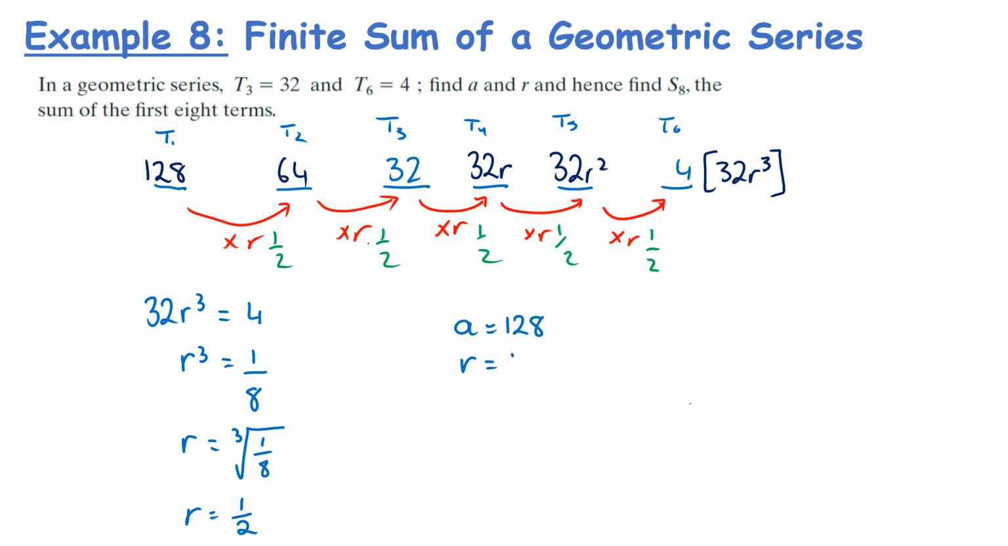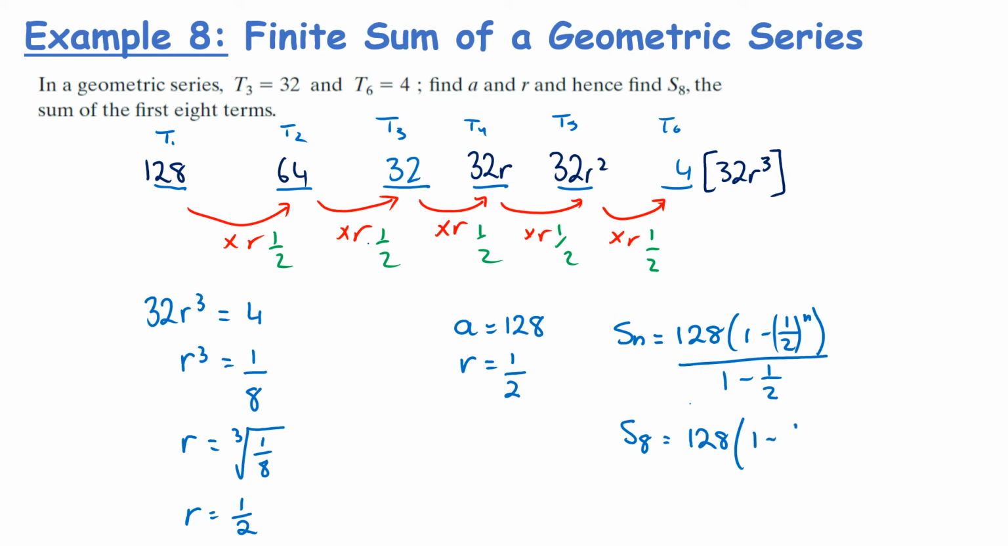My common ratio r is a half, and I want to get Sn in the first instance, so the sum of the first n terms. So that's 128 times 1 minus a half to the power of n, again use your brackets to help, all over 1 minus a half. They wanted us to find S8, so that is 128 times 1 minus a half to the power of 8, all over 1 minus a half. That can go straight into your calculator, and we get 255.